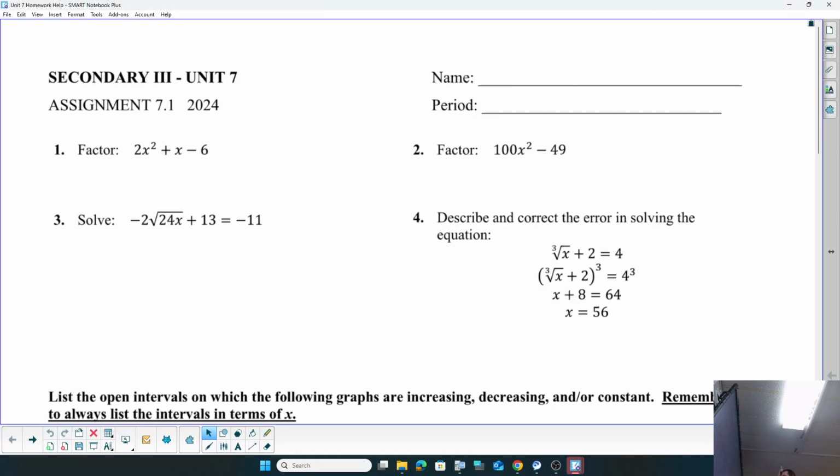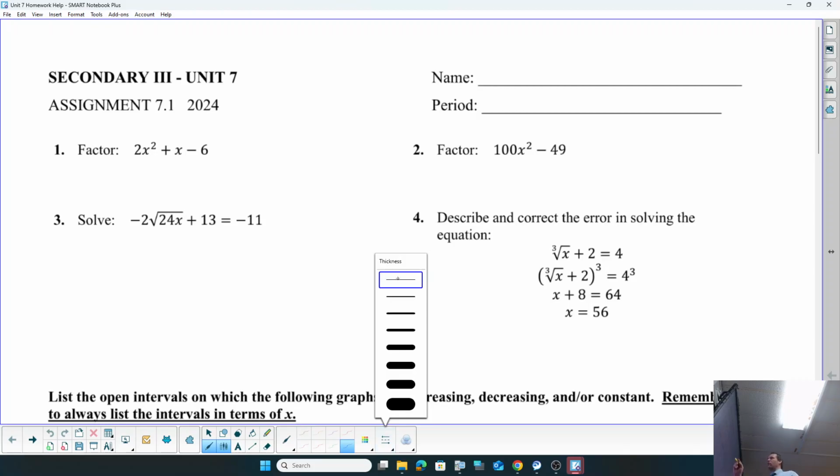Okay, let's see here. So we're helping you on Unit 7.1, which is graphing exponentials. Here we go. Good practicing, factoring, solving, number 1, number 2. That's pretty good. So don't forget how to factor. Give those 2 a try.